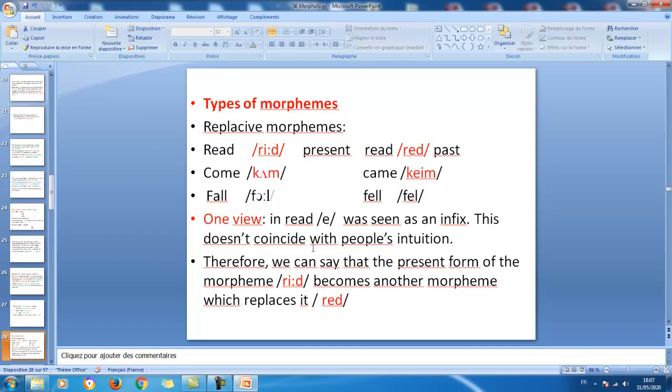But this does not coincide with people's intuition. This is what was believed in the past, but it does not coincide with how people consider the word. Therefore, we can say, this is the second view, that the present form of the morpheme read becomes another morpheme which replaces it. So rather than saying it's a, which is the infix, the indicator of the past, we can consider the whole of the word, the whole of the morpheme, as replacing this morpheme read. This one is the past, this one is the present. So we have got two different ways of analyzing the same thing.